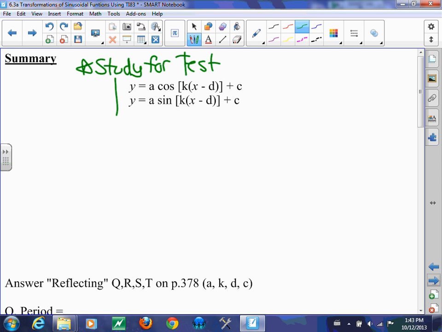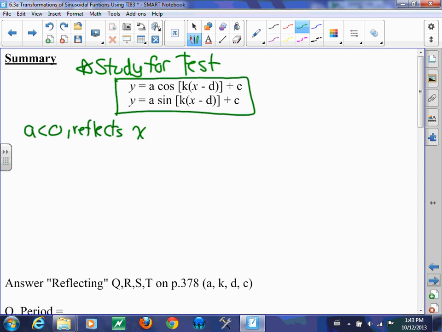I will provide you the transformation formulas like I have done in the previous tests. Just remember, what do A, K, D, and C do? Because we're going to be mixing it all together. So let me just quickly write this out. If A is less than 0, we know it reflects over the x-axis. If the absolute value of A is greater than 0, it's a vertical stretch.